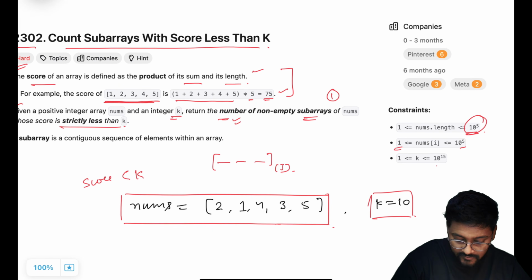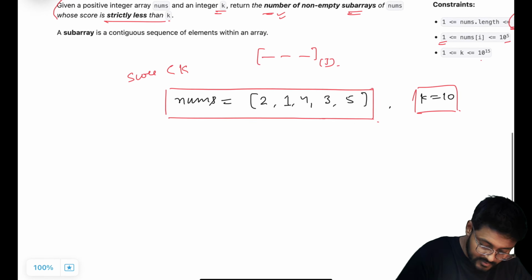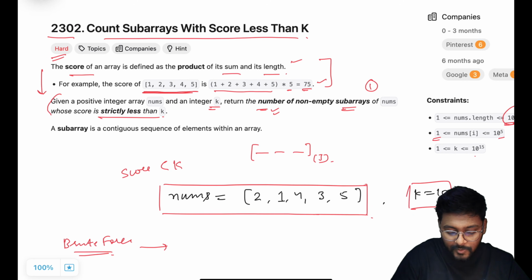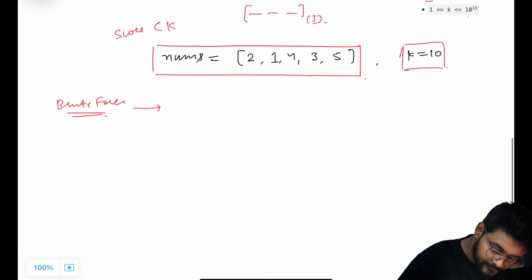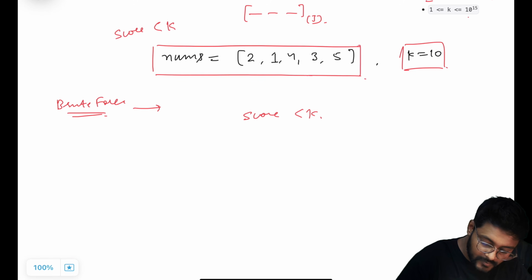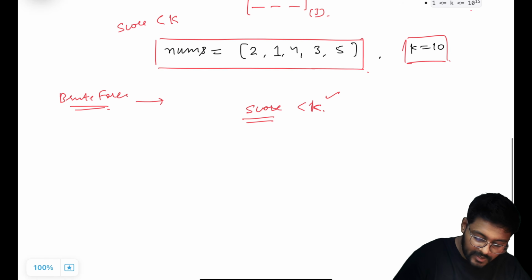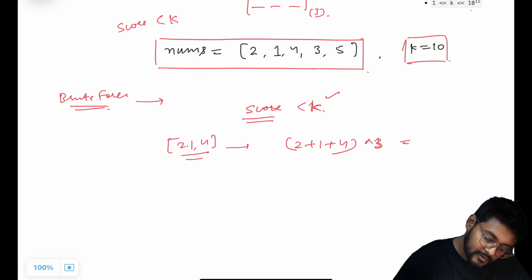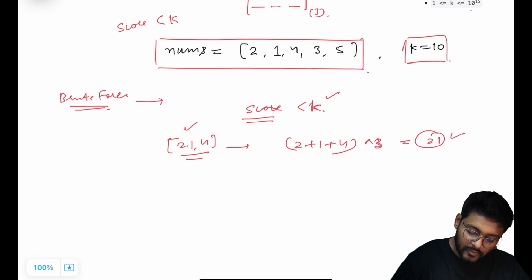So here it's 10 to the power 5, and if we try to think in terms of a brute force way, what is going to be the brute force of this? As a summary, we are requested to return the number of non-empty subarrays whose score is less than k. K is given to us, and we already discussed how to calculate the score. For any subarray, let's say I choose the subarray 2, 1, 4, then the score of this subarray is 2 plus 1 plus 4 into 3. 3 is the size of the subarray. 7 into 3, 21. So this is the score of this subarray.